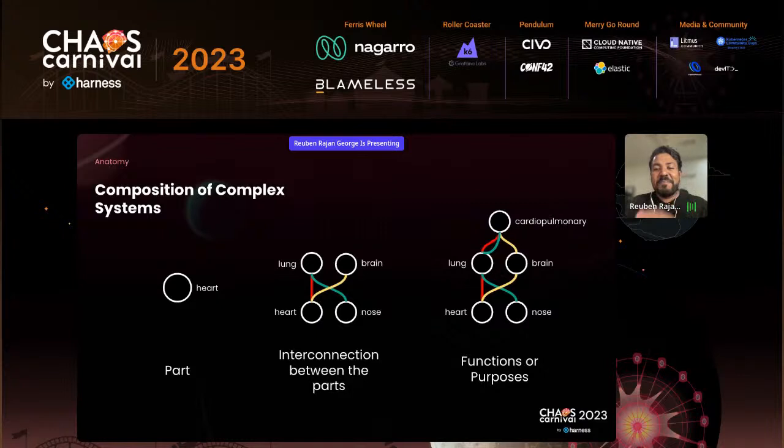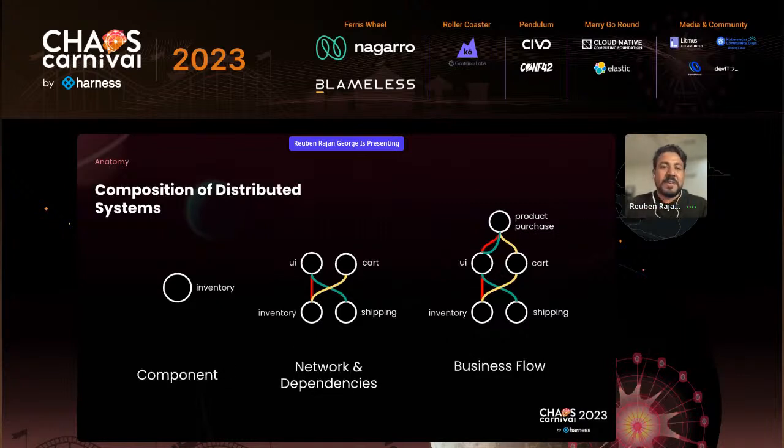So enough of all the biology. Let's look into computers. Here's the same representation of how it would look for a typical e-commerce application. I tried to take an example of your favorite demo application, which is the boutique application or the socks application, which we are so familiar with.